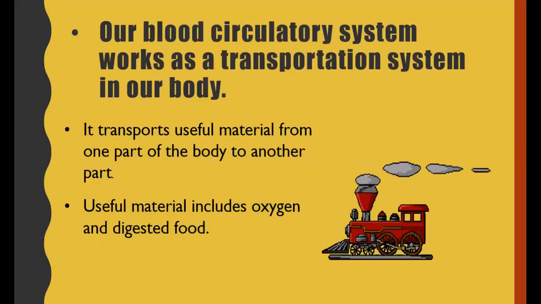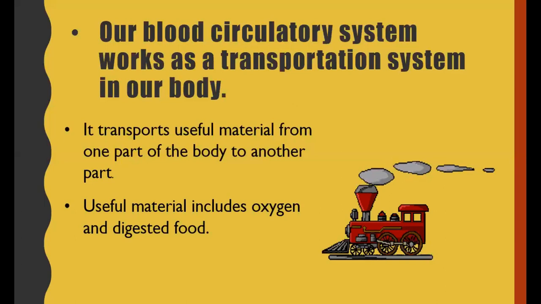As the train or the buses or the other vehicles work, they are the transportation system. They take material or people from one place to another place. Similarly, in the same way, our blood circulatory system works. It takes material from one part of our body, and it drops it to the other part of our body. That's why we call it a transportation system, because it works like a train or like a bus. It takes one thing from one part and drops it to the other part of our body.